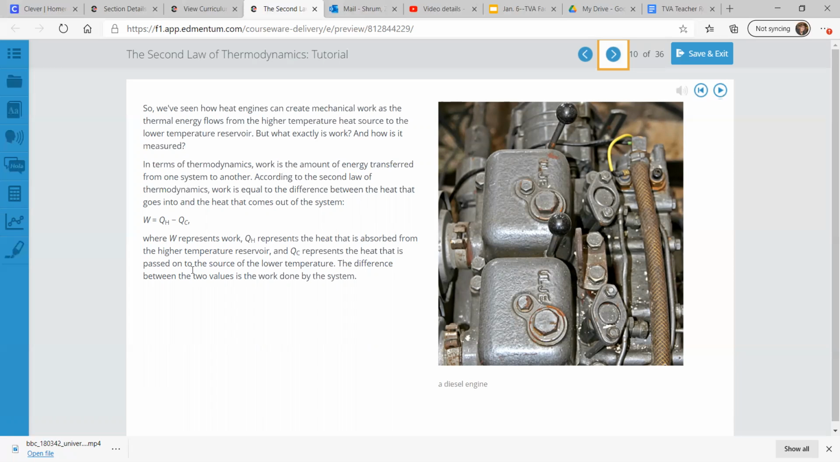W represents work. QH is the heat absorbed from the high temperature reservoir. QC is the heat that is passed on to the source of lower temperature. The difference between the two values is the work done by the system.